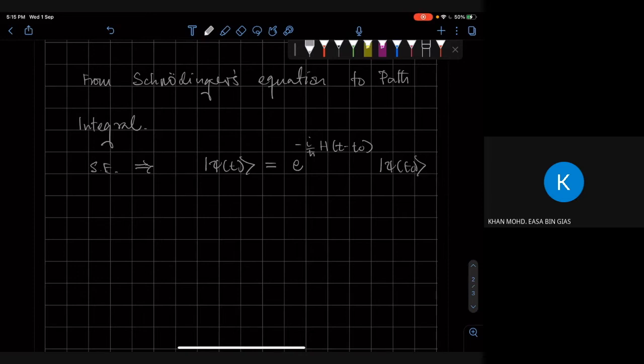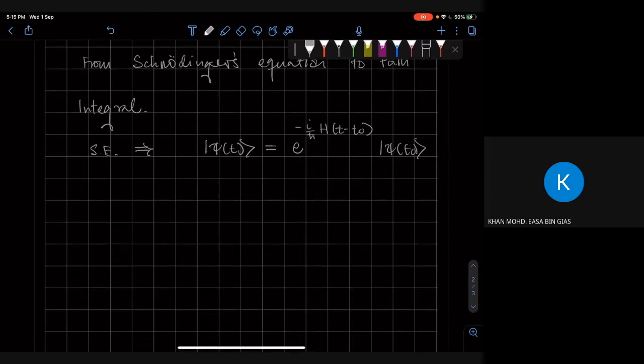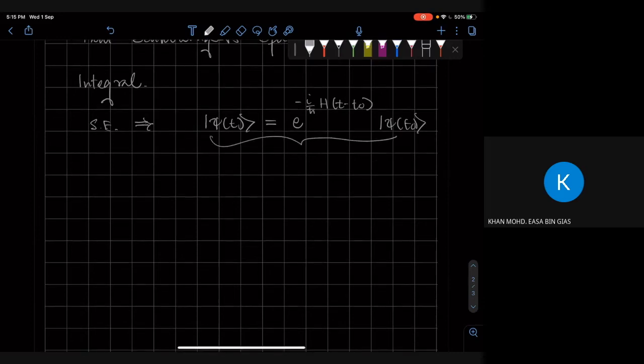All right. So the Schrödinger equation implies this, right? This is something we all know. This is the formal solution, a solution to the Schrödinger equation. It only holds when H is time independent.